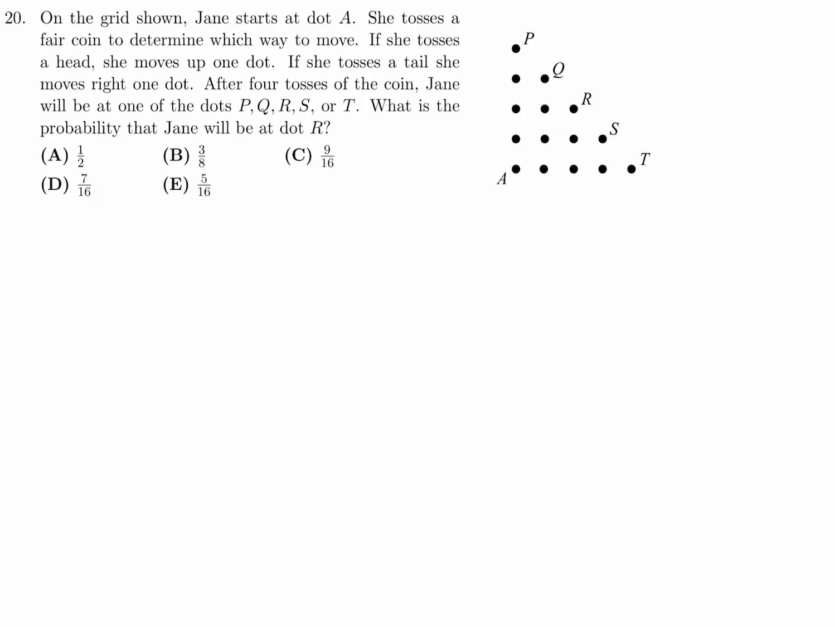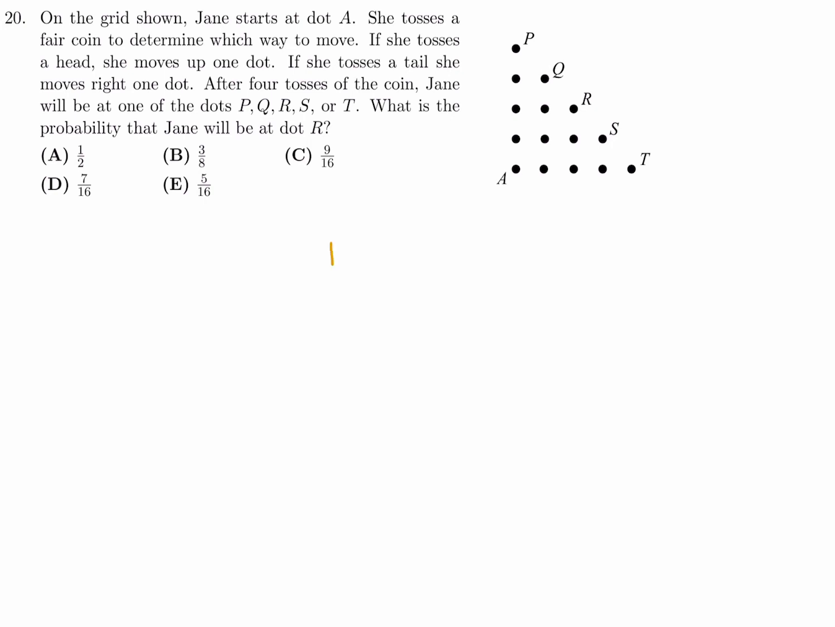On the grid shown, Jane starts at dot A. She tosses a fair coin to determine which way to move. She tosses a head, she moves up. She tosses a tail, she moves right. After 4 tosses, Jane will be at one of the 5 dots, P, Q, R, S, T. What is the probability that she'll be at dot R?